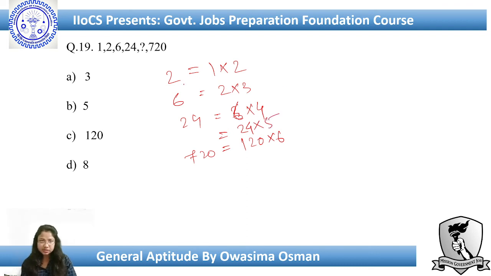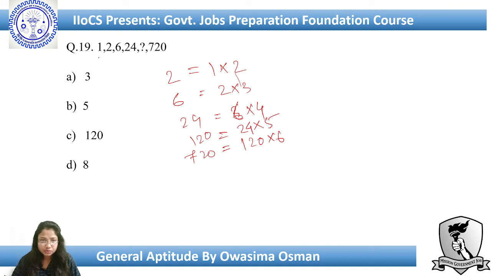Because to find every next term, we are multiplying with the consecutive numbers with the previous term. So if we do 24 into 5, we will get 120, and this series is 2, 3, 4, 5, 6, in consecutive numbers.